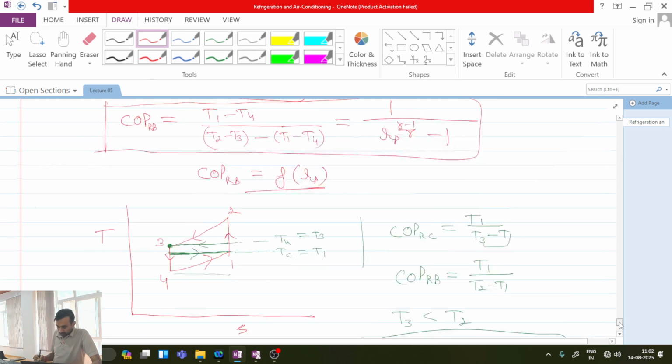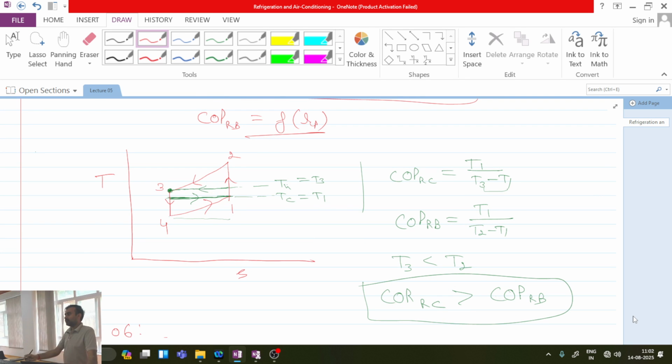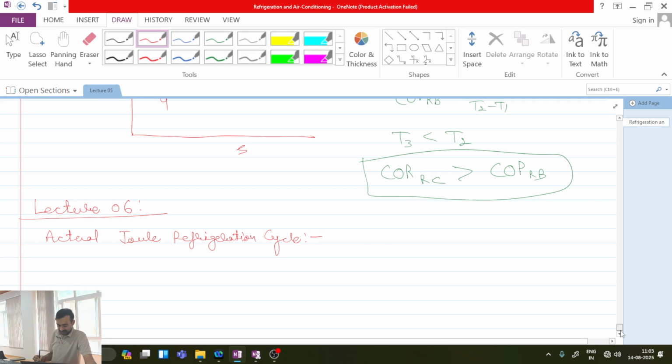Okay, now we also made a comparison of the reverse Brayton cycle with the Carnot cycle. In the reverse Brayton cycle, all our processes are internally reversible and heat addition and heat rejection are isobaric. On the contrary, in the Carnot cycle, we have isothermal heat addition and isothermal heat rejection, and all the processes are totally reversible. So if we compare the equivalent Carnot cycle, we find that the COP of the reverse Carnot cycle is greater in comparison to the COP of the reverse Brayton cycle.